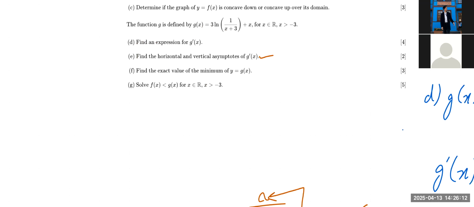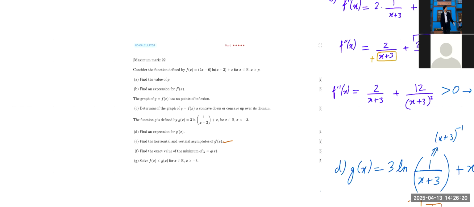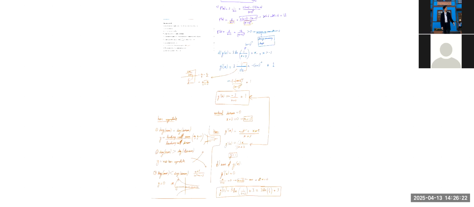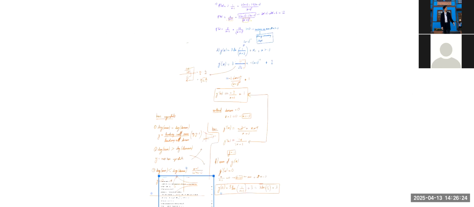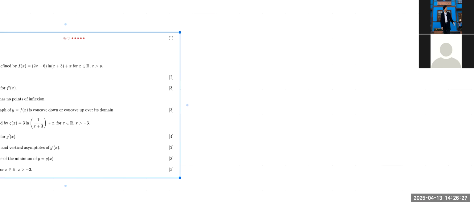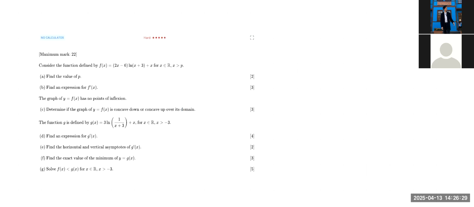So now we need to solve this inequality where f of x is less than g of x. So let's pull this down here. In the sketch, we have the vertical asymptote, and it's going to be a pretty tough sketch to figure out. So f of x looks like this.